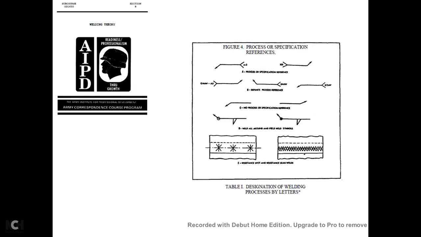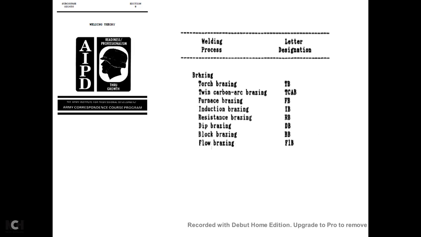The process specifications. At the top, you have your process specification reference. Below that, you have your definite process reference. Underneath that, you have no process identification reference, and then you have the weld-all-around and field weld symbols. At the bottom here, you have a resistance spot or resistance seam weld.